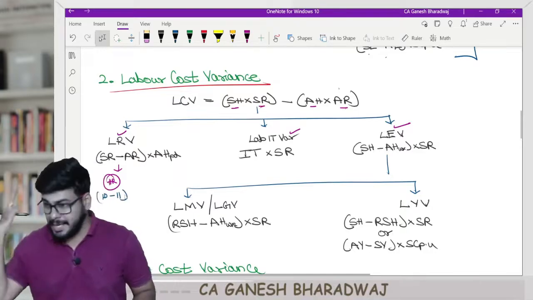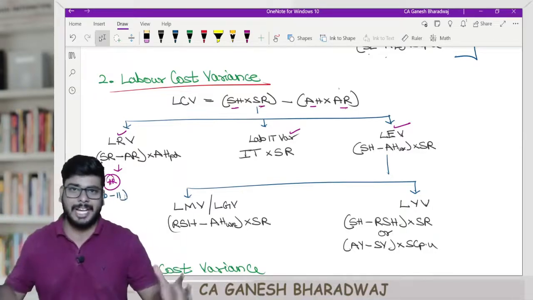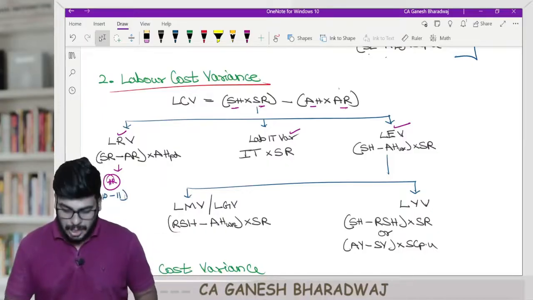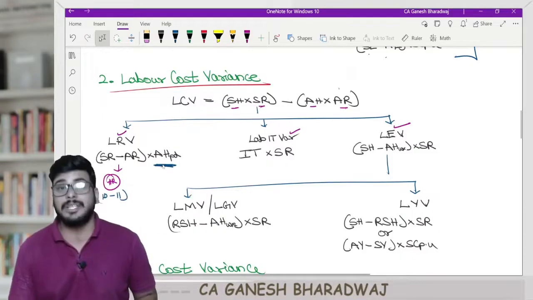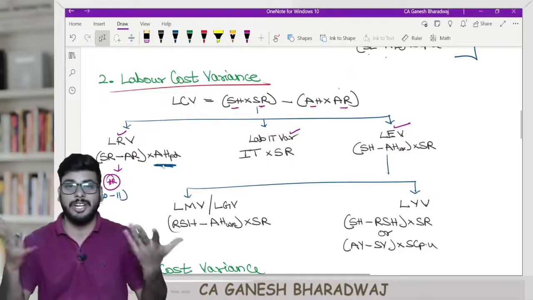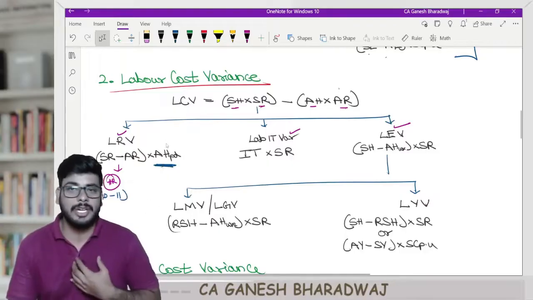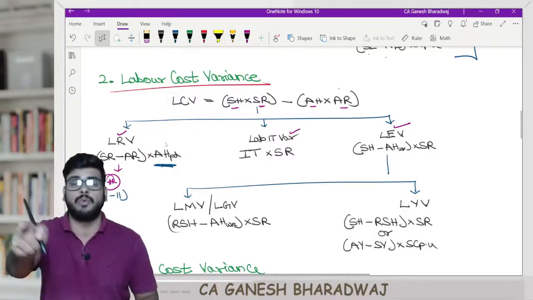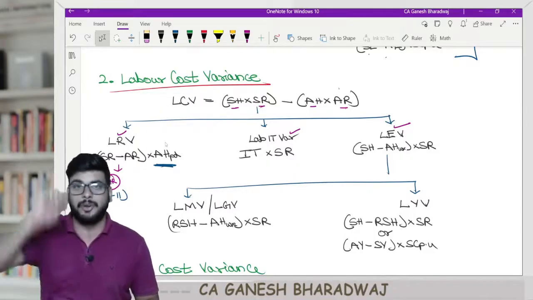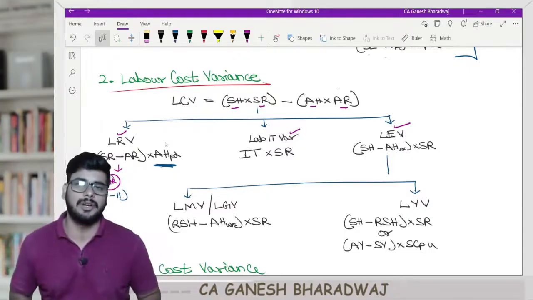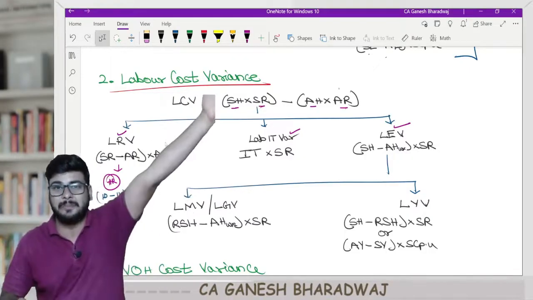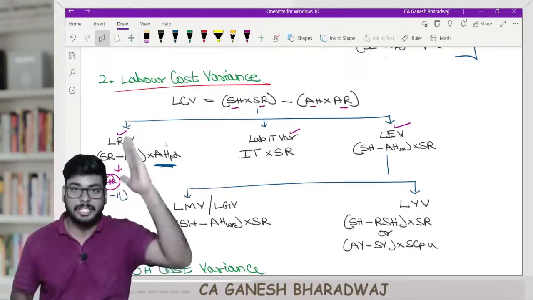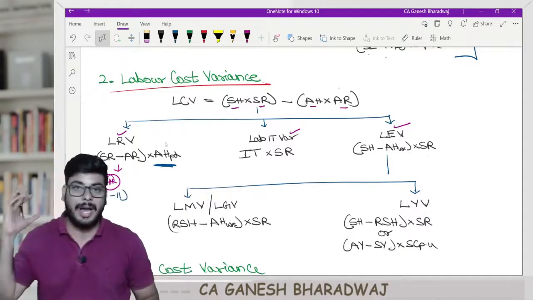Multiply it by actual hours paid. That is, for the entire actual hours spent by the workers in the factory, I need to pay them. Are you clear with this? Why do I multiply this with actual hours? Because this is not in the control of the HR manager. Who decides how many hours the workers need to spend in the factory? It is the production manager, because he makes them work. Similarly, there it was the purchase manager; here it is the HR manager. Are you clear with this, guys? Standard rate minus actual rate into actual hours paid.